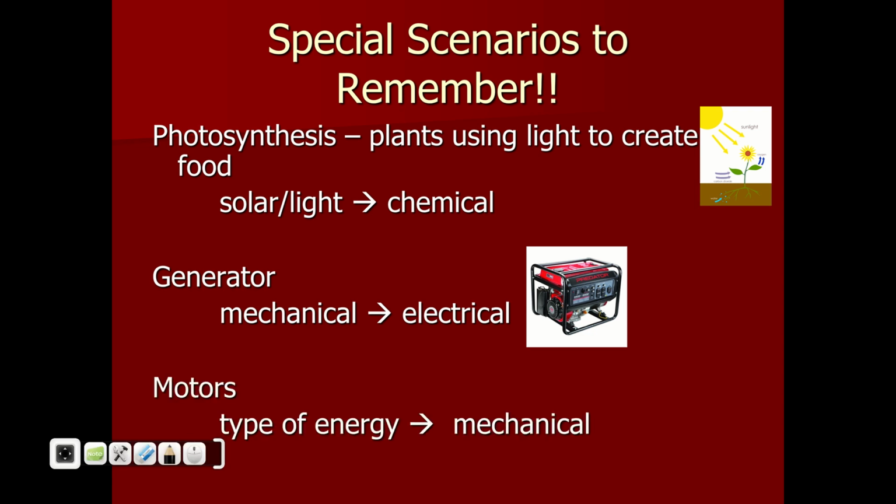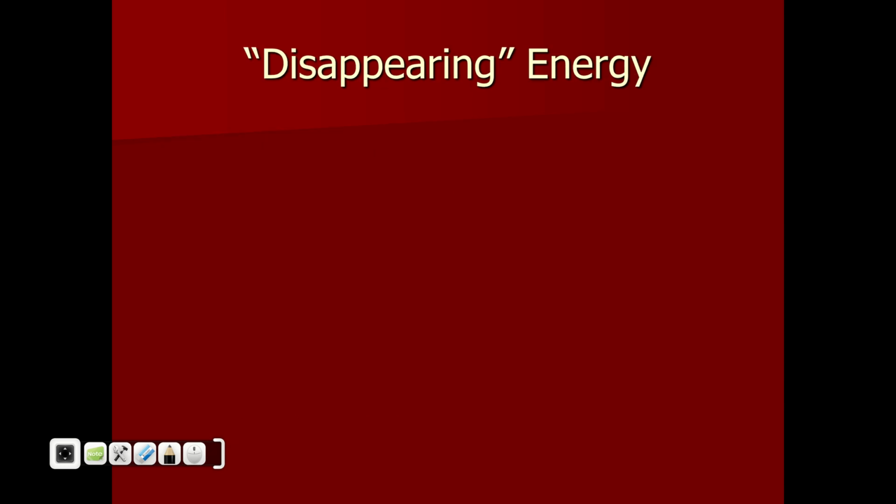Motors always basically use some type of electricity or some type of energy and change it into mechanical energy. So motors can be chemical to mechanical. I've seen it electrical to mechanical. There's all different types of motors out there. It can be solar to mechanical, a solar-powered car. Okay?